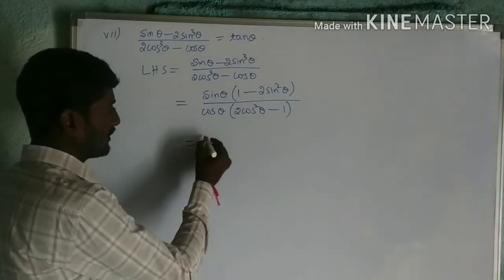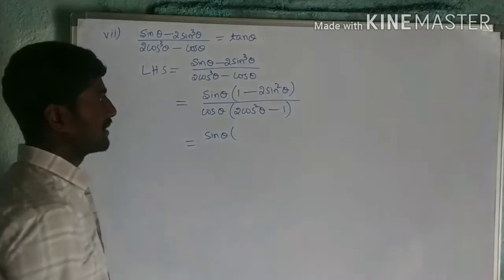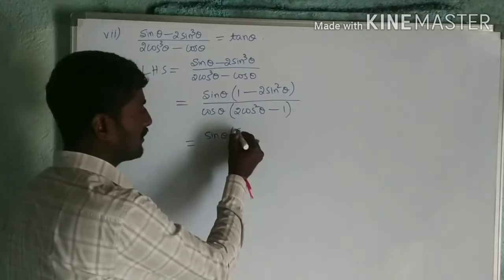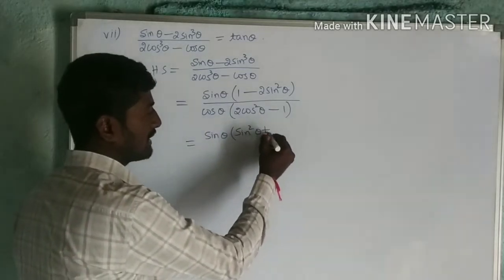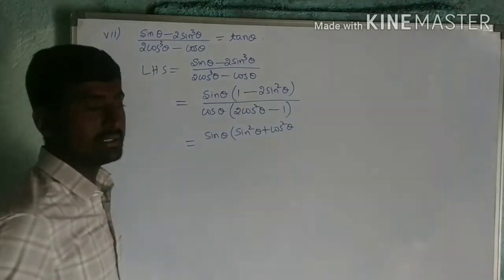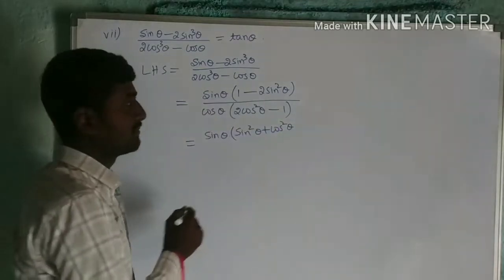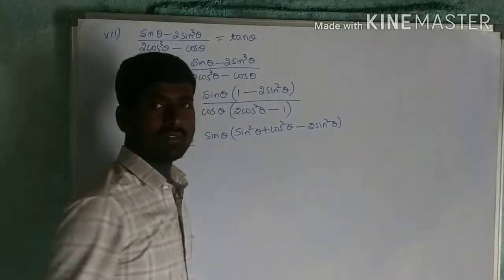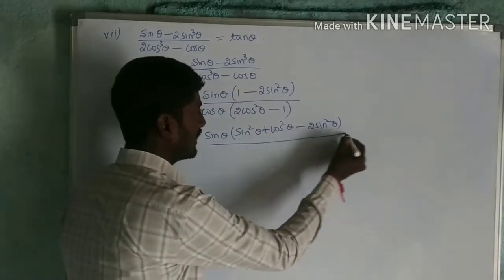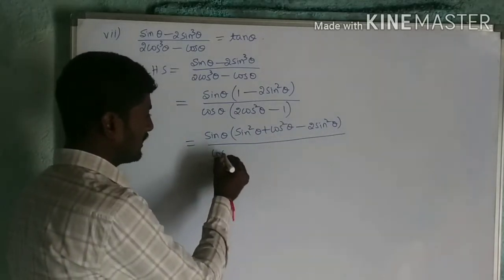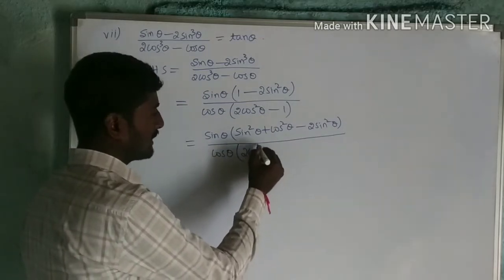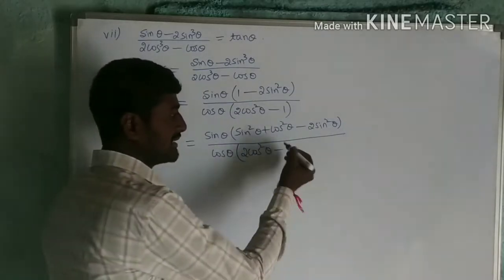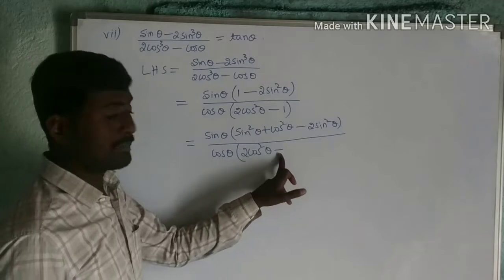Now for the next step, inside, in place of 1 I can write sin square theta plus cos square theta. We know the identity: sin square theta plus cos square theta is equal to 1. By using that identity I have written here minus 2 sin square theta, whole divided by cos theta into 2 cos square theta minus, now minus sign is there. So in place of 1 I can write sin square theta plus cos square theta, but here minus sign is there.